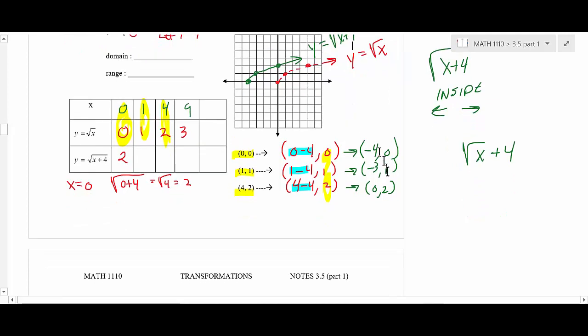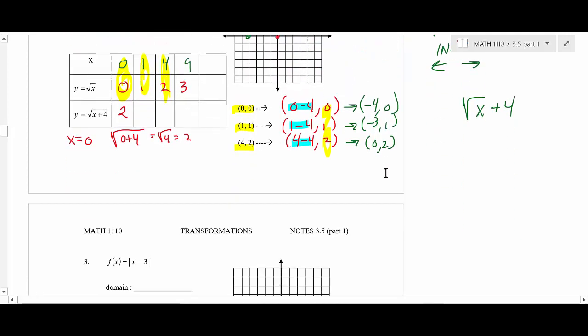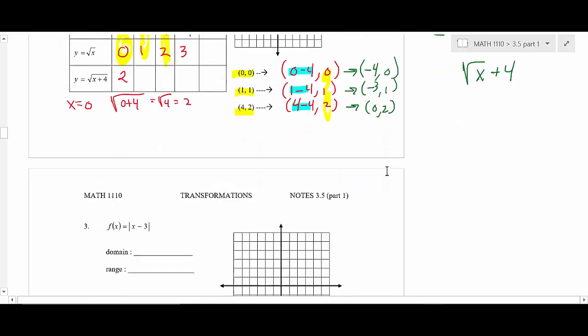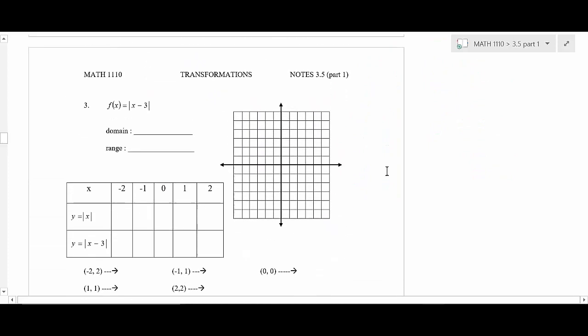So I'll go to the next page. I'm going to do one more of those, and then we'll start putting together more than one transformation to finish this up. Okay, so let's do absolute value. When you do the elementary function, you're just doing the absolute value of those numbers. You want to be able to do this elementary function super easy, super quick.